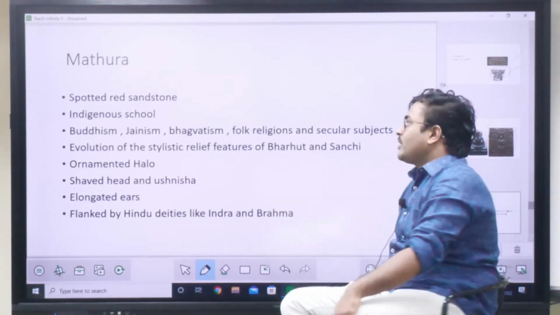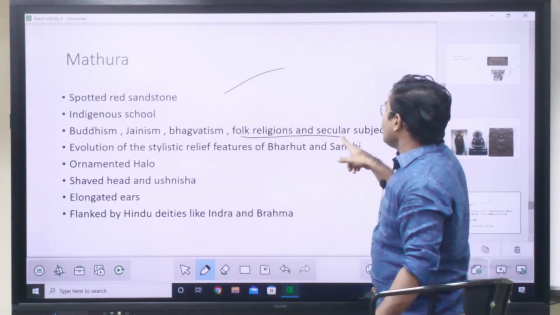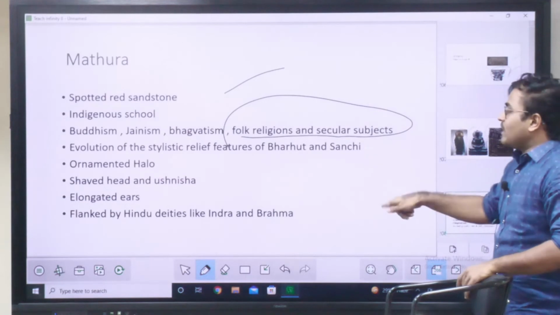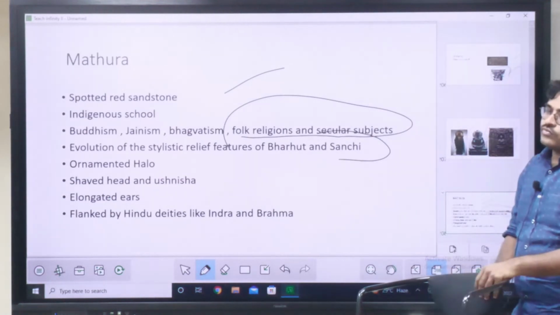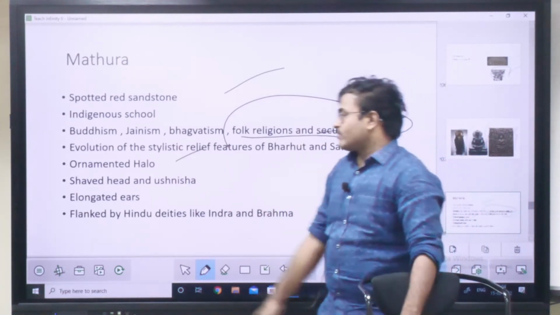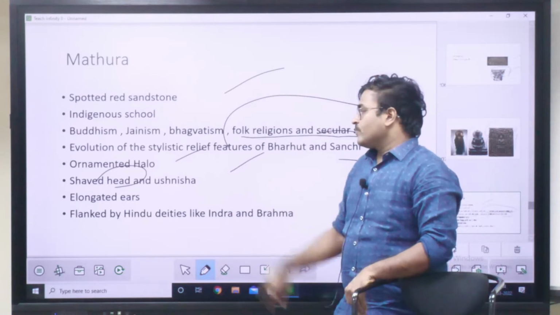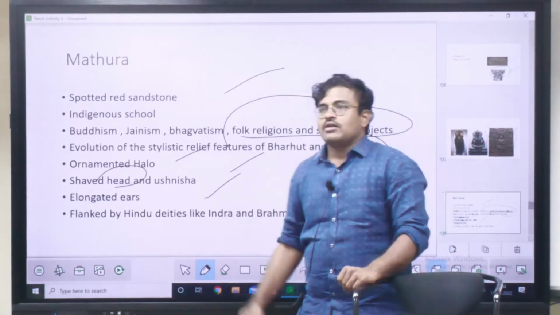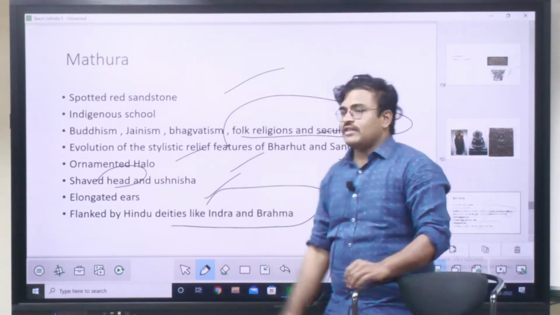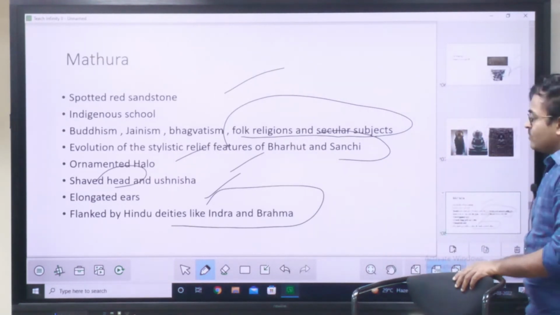So just have a look at this. Spotted red sandstone is the one. It is an indigenous school, and it started depicting the images of Buddhism, Jainism, Bhagavatism, along with folk religions and secular subjects. This school evolved from the sculptural traditions of Bharhut and Sanchi. Ornamented halo is shown, and Buddha is also sometimes shown with a shaved head and elongated ears. There they made Buddha's images with Apollo and Hercules; here they made Buddha's images with Indra and Brahma surrounding him.